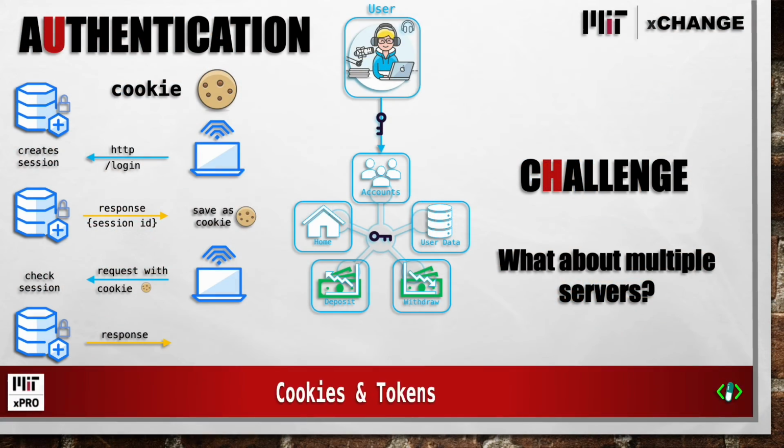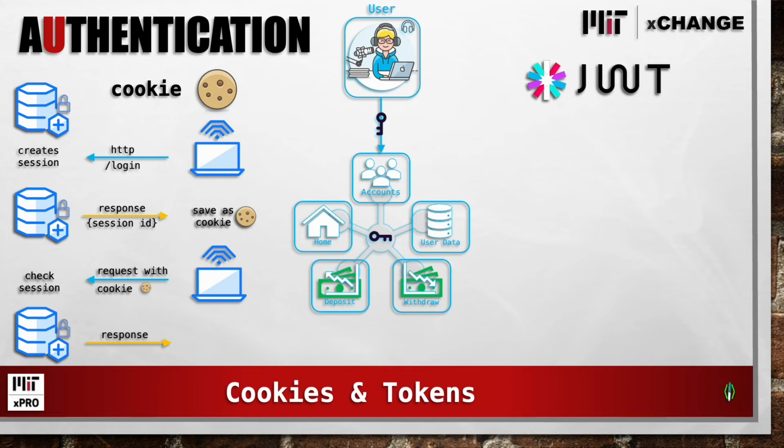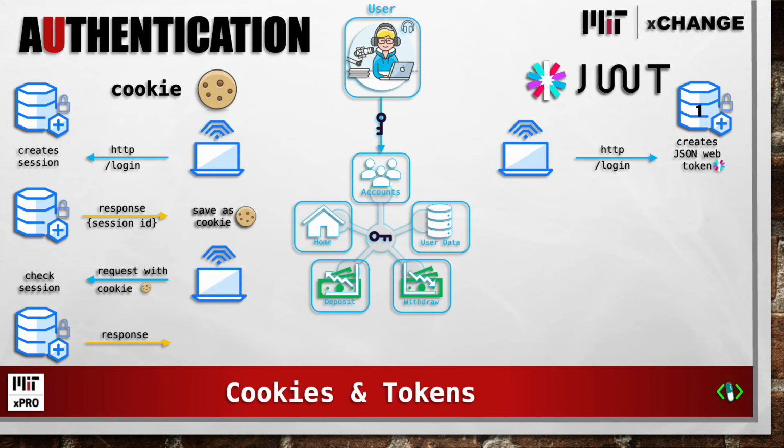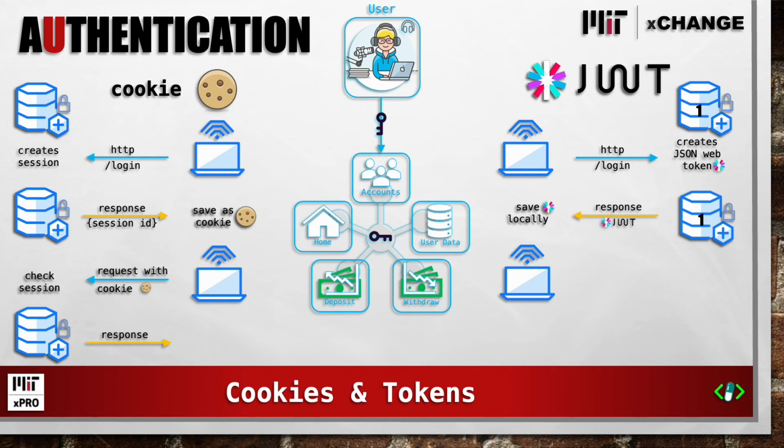For multiple servers, we use JSON Web Tokens. The user logs in, the server creates a JSON Web Token, responds with a token, and the browser saves it locally for future requests. Then any server can validate and refresh the token and send its response.